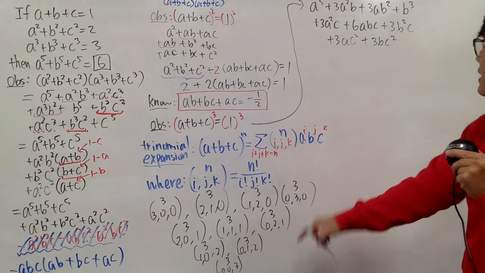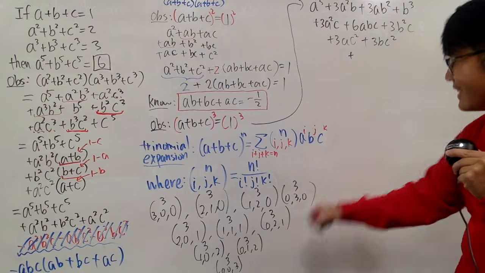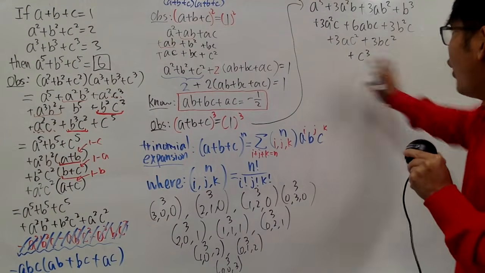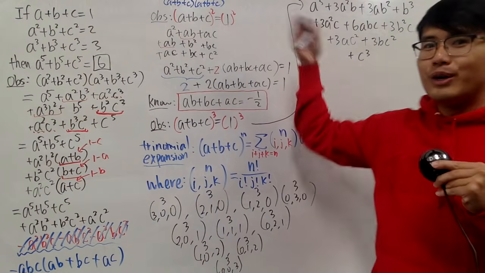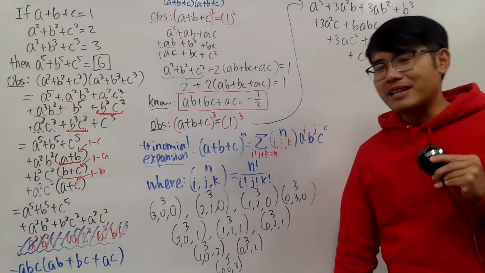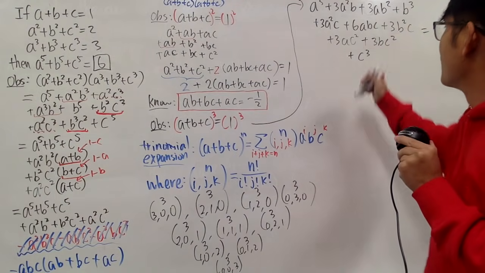3bc squared. And lastly, plus c to the third power. All that. So all this stuff, they will add up to 1, believe it or not. So all this is equal to 1. And of course, now this is the time for us to do some factoring and all that stuff.